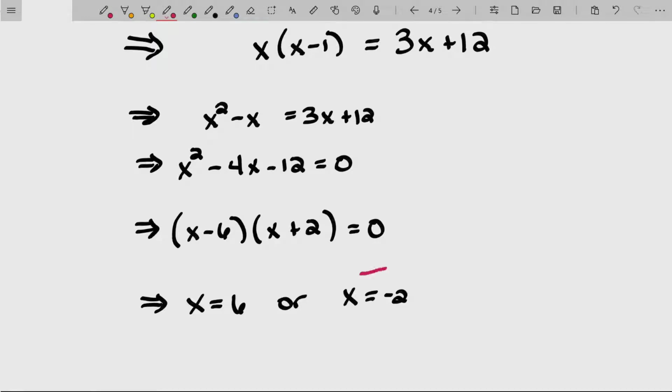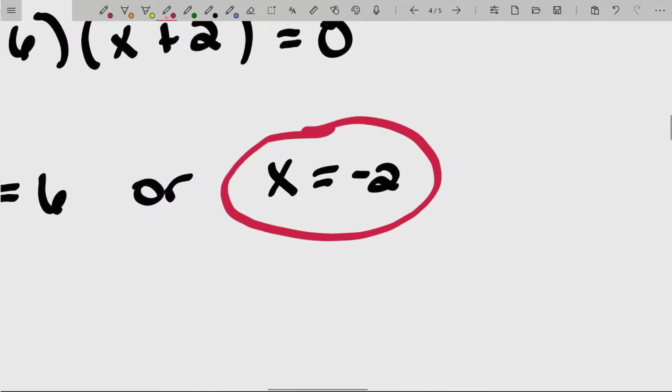So I'm going to look at this guy. The only reason why is because negatives and logarithms don't play well together. It doesn't mean, by the way, just because this is negative, that you automatically get to throw it out. You have to check.